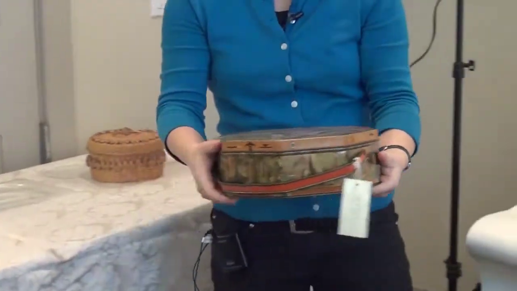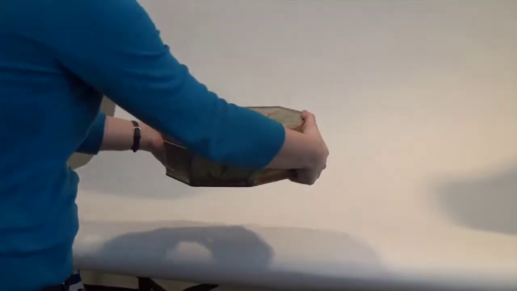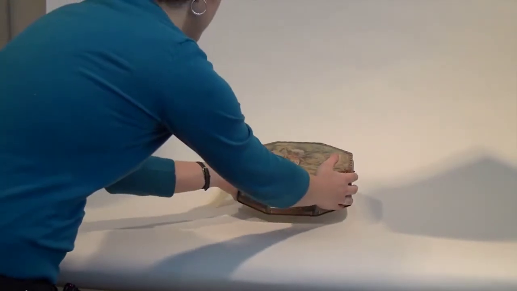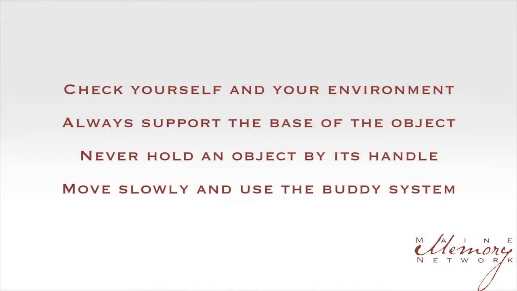When handling and transporting fragile and historical objects, remember these tips. Check yourself and your environment to make sure that nothing will interfere with the handling or transporting of the object. Always support the base of the object. Never hold an object by its handle. Move slowly and use the buddy system for large or heavy items.